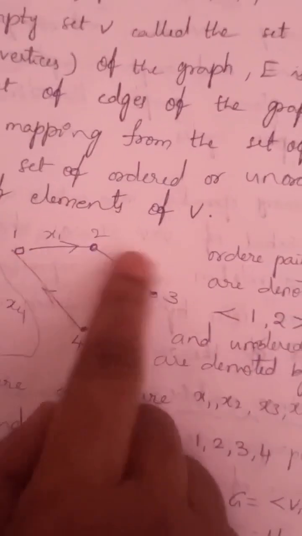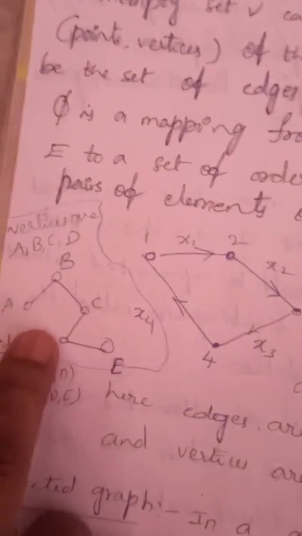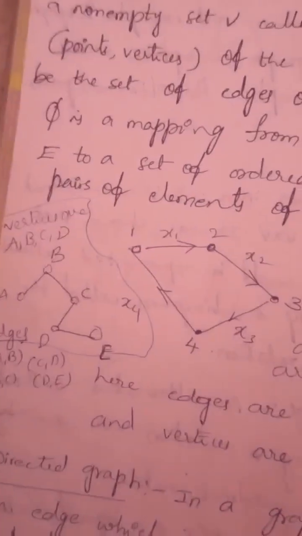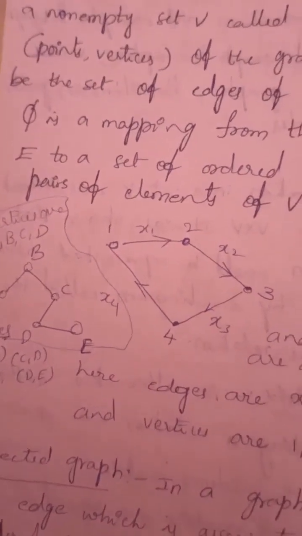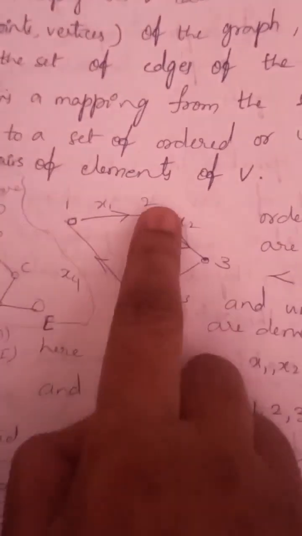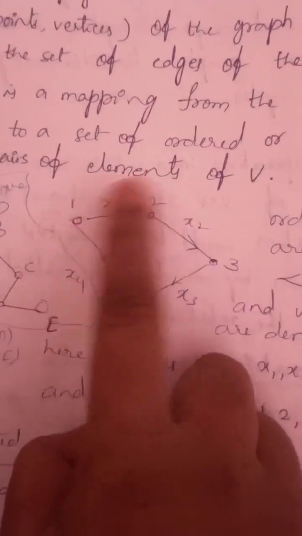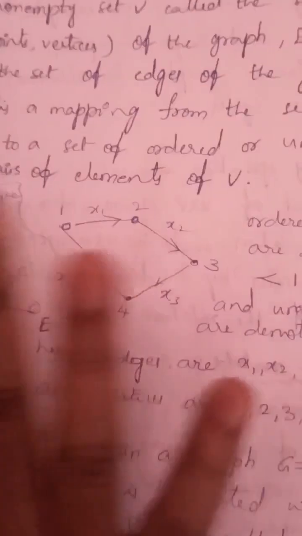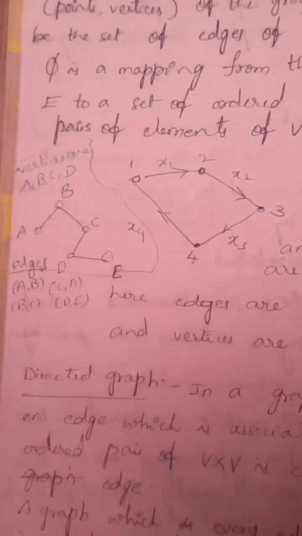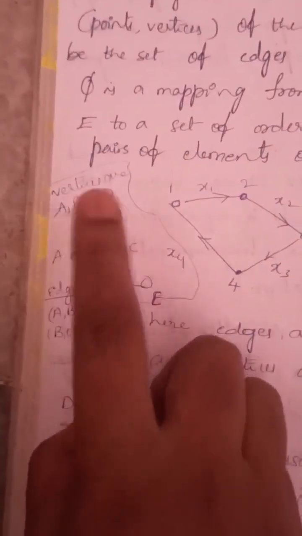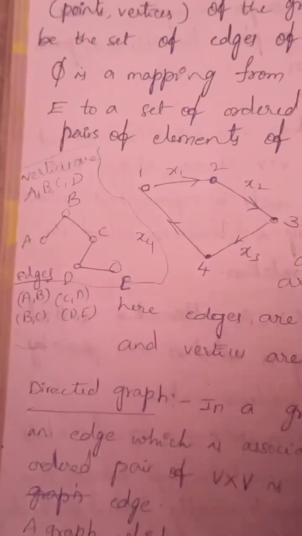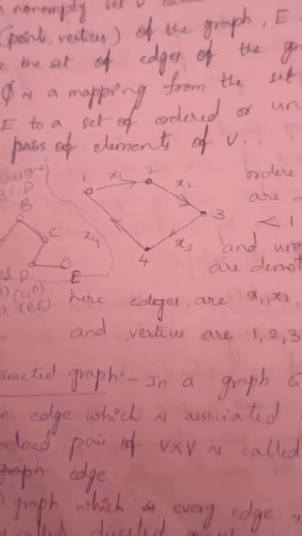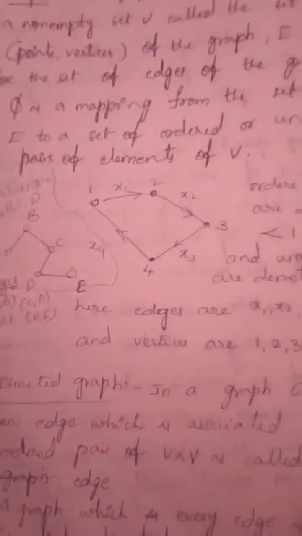That means there is no direction. This is an undirected graph. There is no direction B to A or A to B, and no need to mention it. If we mention a particular direction, such as 1 to 2 only, that is a directed graph. If there is no direction mentioned, A to B or B to A, any direction we can consider, that is an undirected graph. This is the definition of directed and undirected graphs.